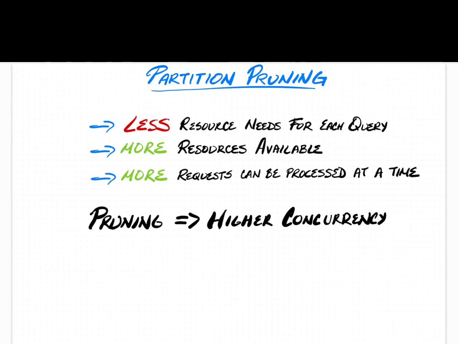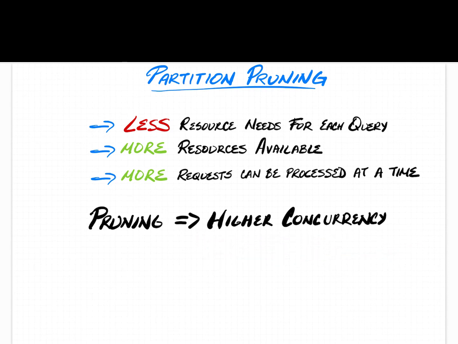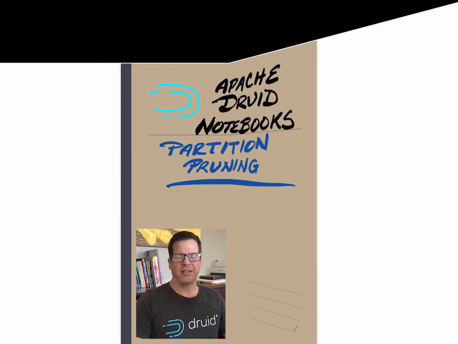So, in summary, partition pruning helps because it uses fewer resources to process each query, and with more resources available, other requests can be processed at the same time. So, the overall conclusion here is that by taking advantage of pruning, you can achieve higher concurrency using the same resources.